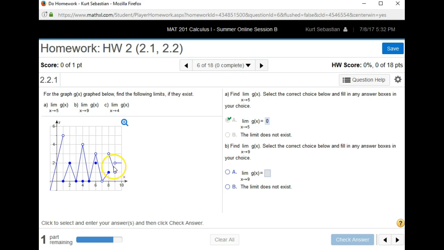So these two one-sided limits are not the same. Thus, the limit does not exist of g of x as x approaches 9.